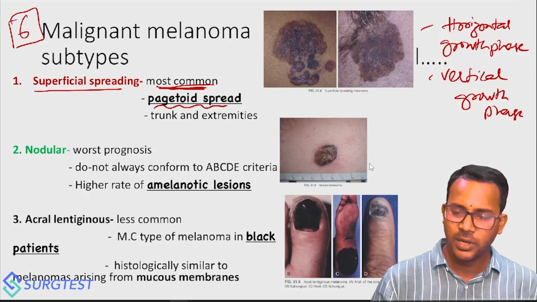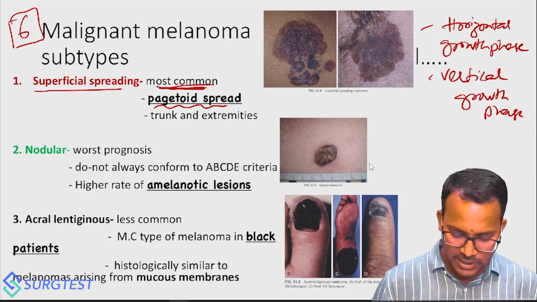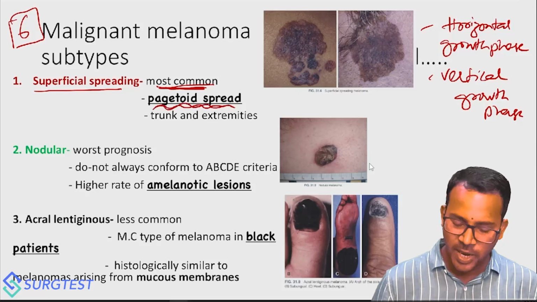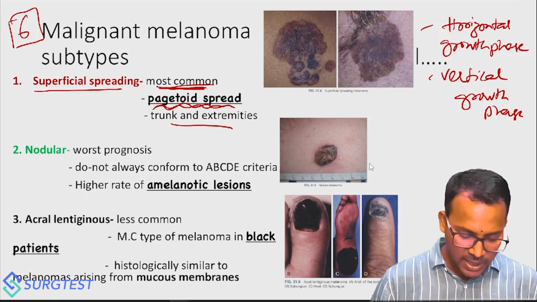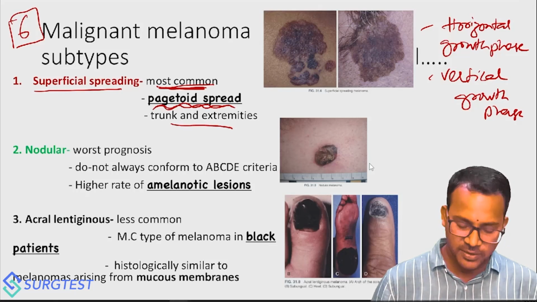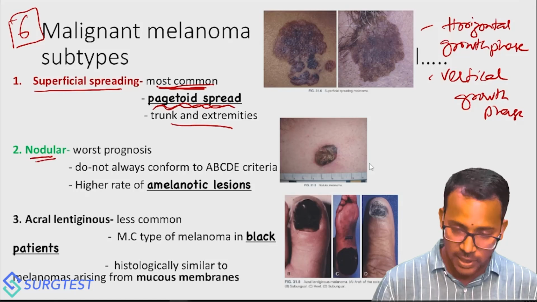Okay, it has a horizontal growth phase alone. So this is called a vegetoid spread, and it is most commonly seen in your trunk and extremities. The second important type of malignant melanoma is the nodular variety.